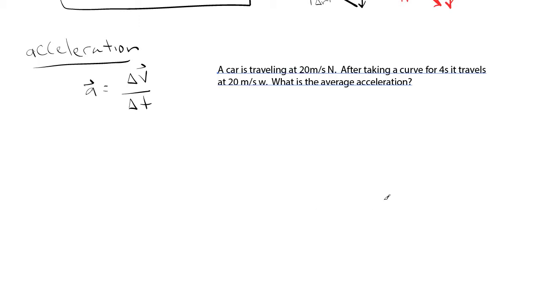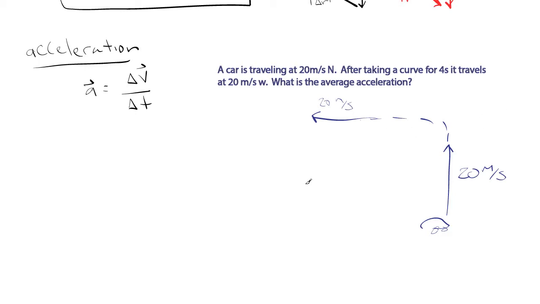All right, a car is traveling 20 meters per second north, so it's going in this direction. There's the car. You know I'm great at driving cars. Then it takes a curve, and ends up traveling to the west, still at 20 meters per second. So this is 20 meters per second over here. And this curve takes 4 seconds.